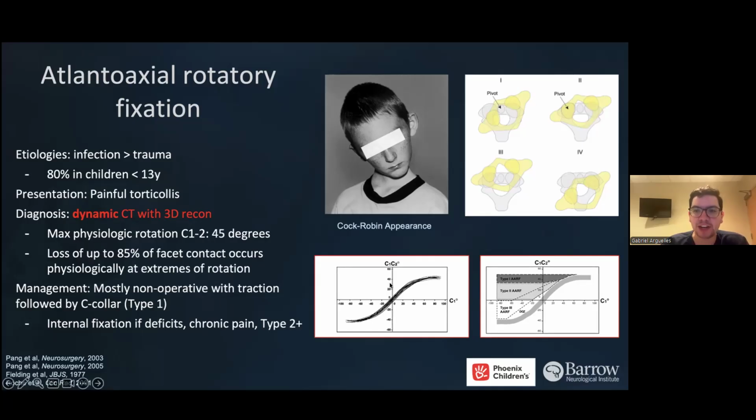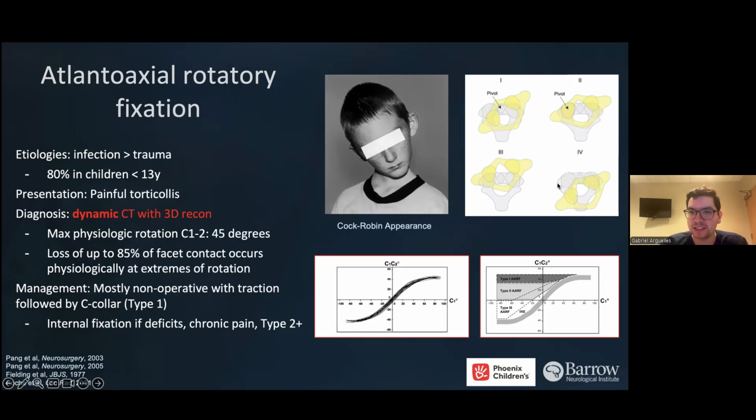Sometimes they're managed with traction if they're really fixated at a certain angle, to reduce them, followed by external fixation with a cervical collar. Those are the type 1, less severe ones. Internally fixating these kids, especially as a result of trauma, is in the minority, but can be considered when they are chronically disabled with pain, or of course, if they have neurologic deficits, you want to think about decompressing them if needed and fixating them, or if they're type 2 or worse.